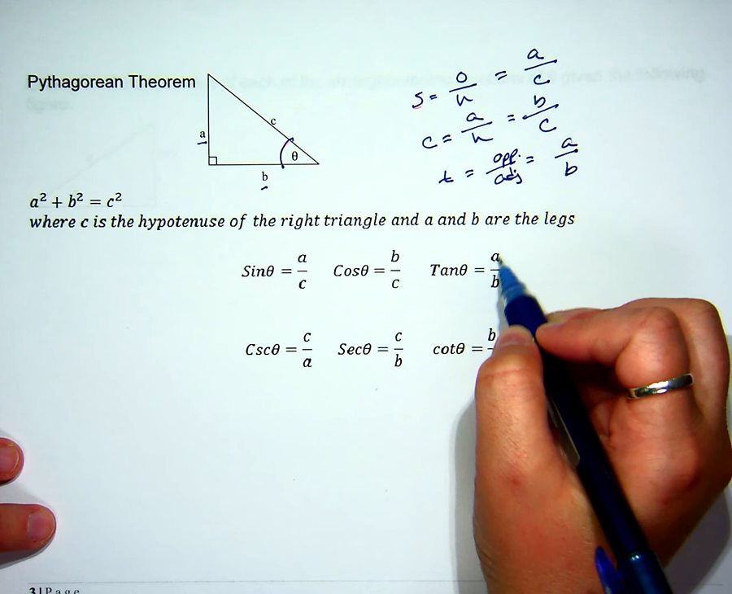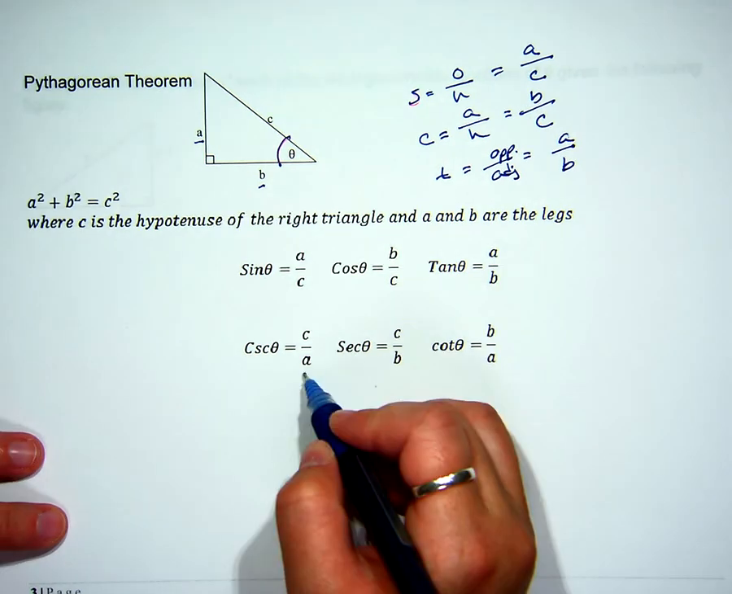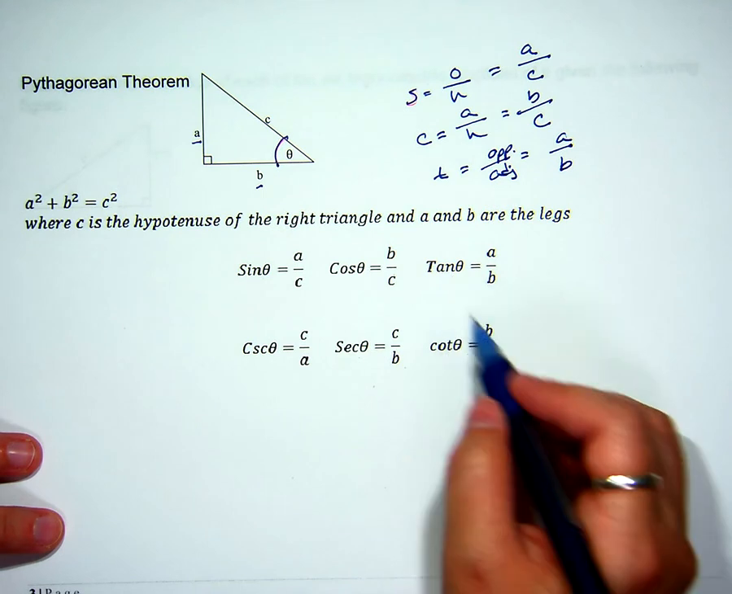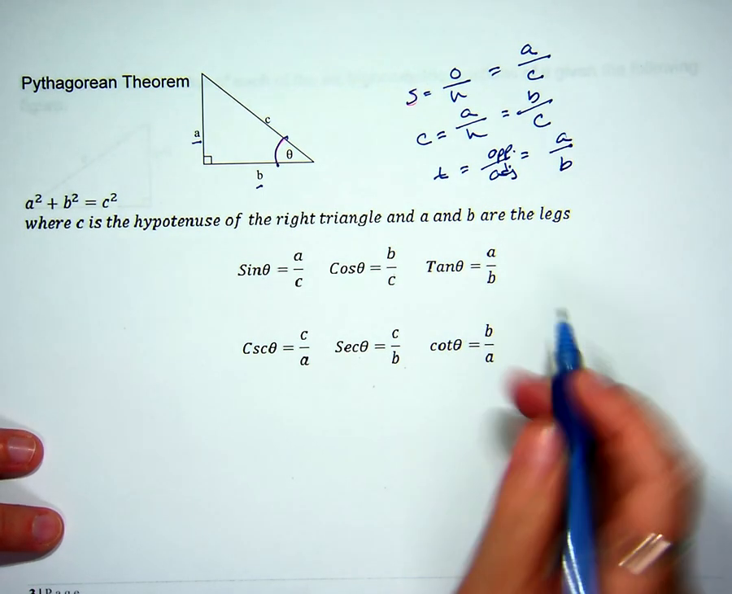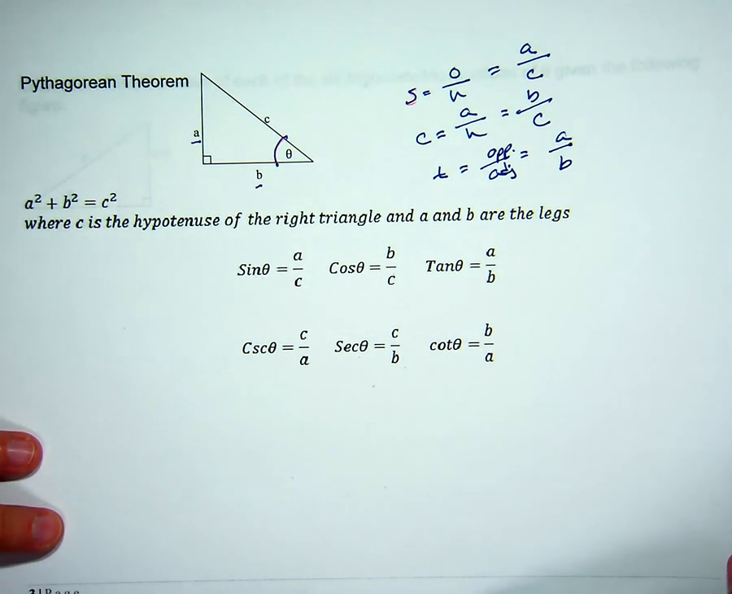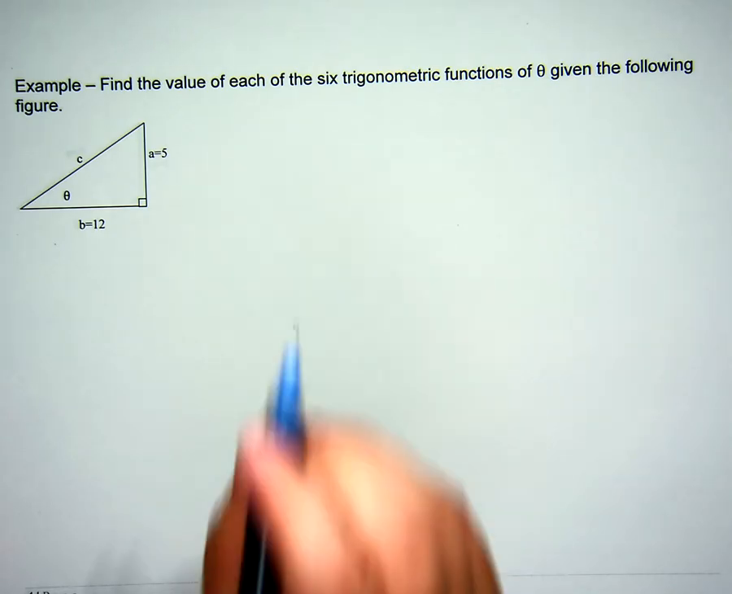We understand that cosecant is the reciprocal of the sine, so flip the quantity. Secant is the reciprocal of the cosine, so flip the quantity. Cotangent is the reciprocal of tangent, so flip the quantity. Now we can start working on problems using our new right triangle trig identities.